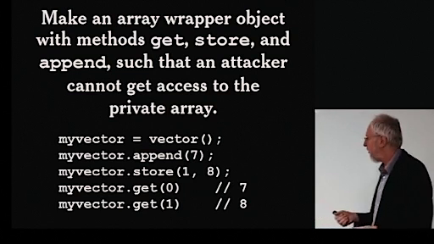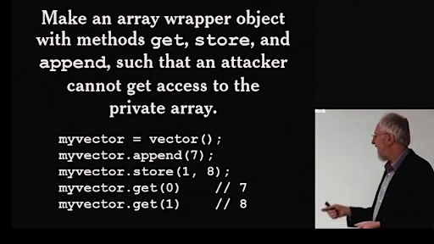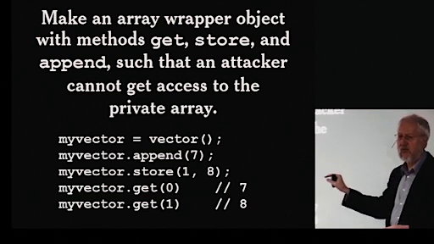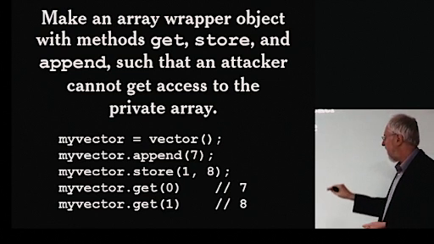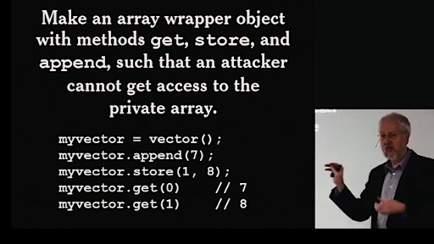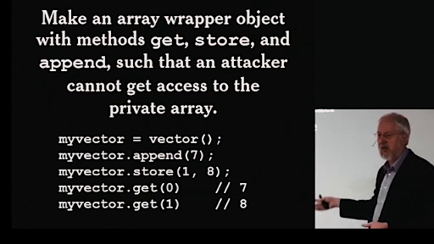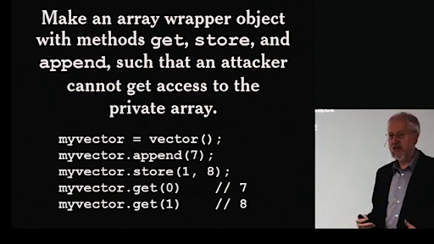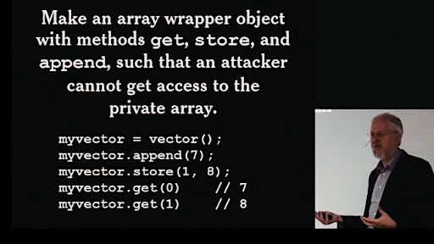So this is how we would do it. We've got our vector constructor, which will make a vector instance, and it will have an append method, which can be used to append things onto that secret array. It'll have a store method, which will allow you to store things into that array, and it will have a get method, which will allow you to retrieve things from that array. Okay? So think about how you might implement something like that.